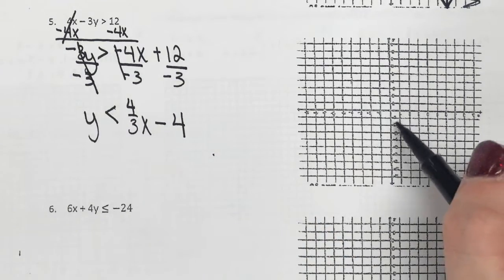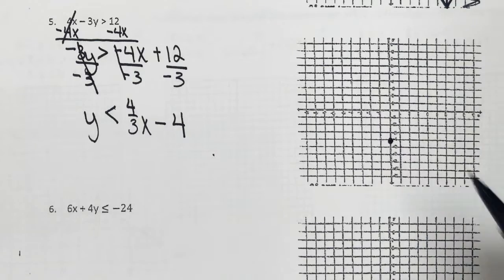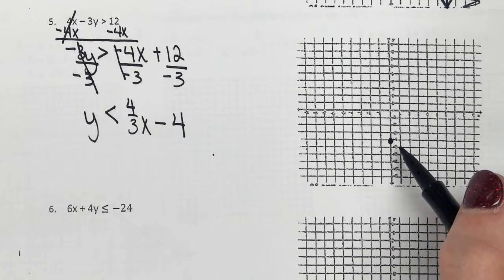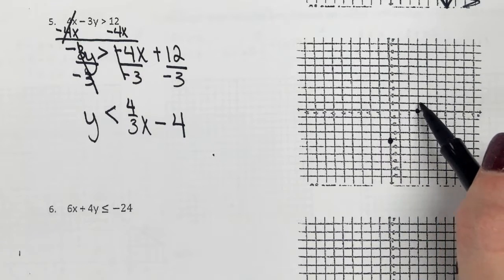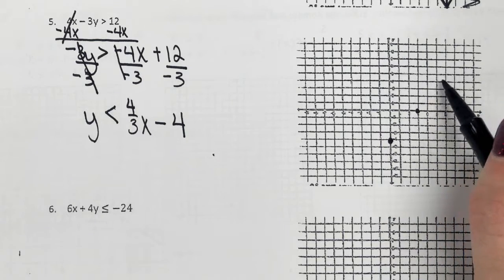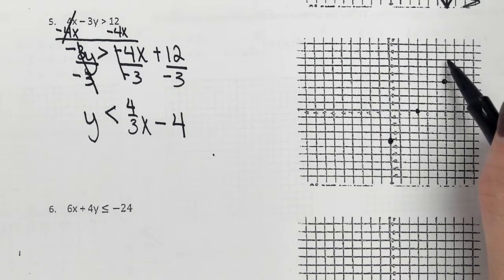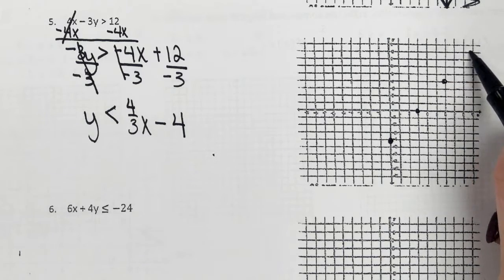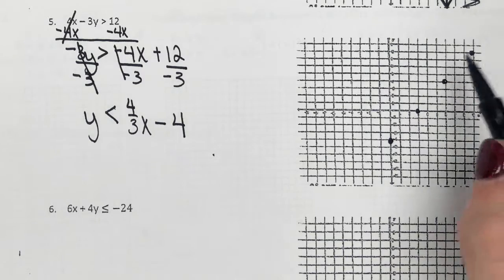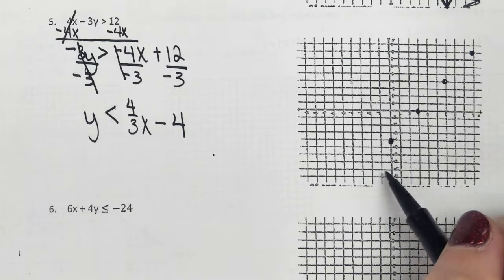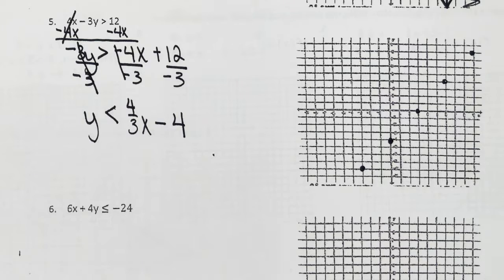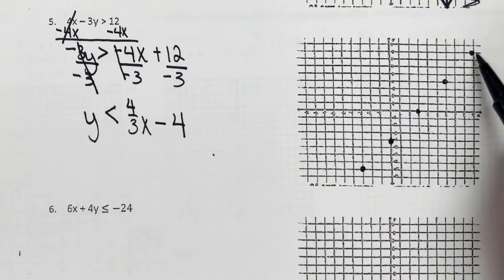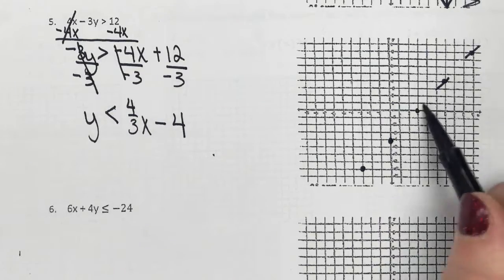So you're going to go down 4. That's your y-intercept. And then your slope is up 4 and right 3. Or we could go down 4 as long as we went left 3. Open line or closed line? Open, yep.